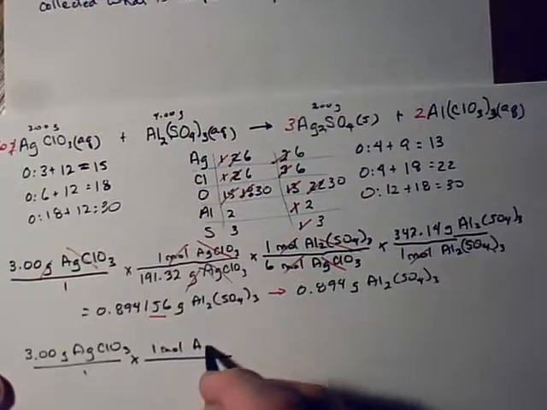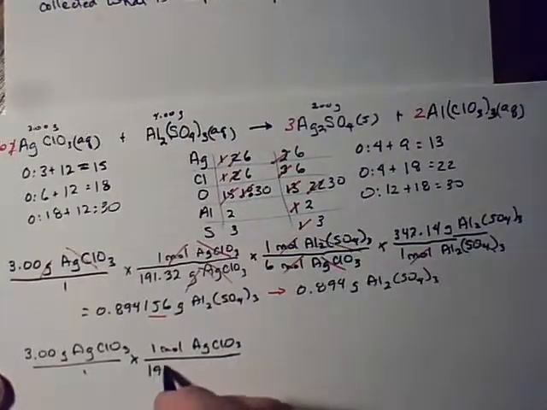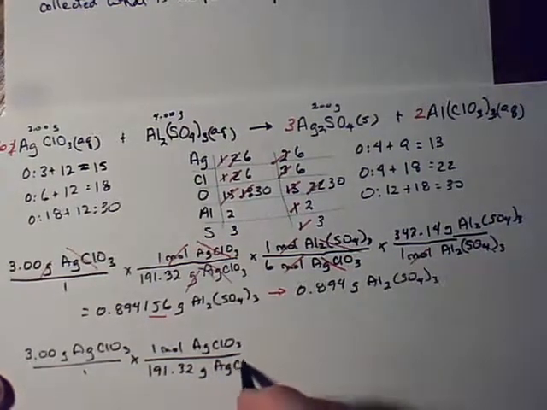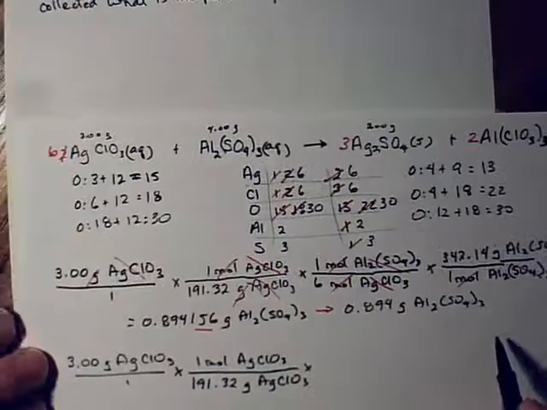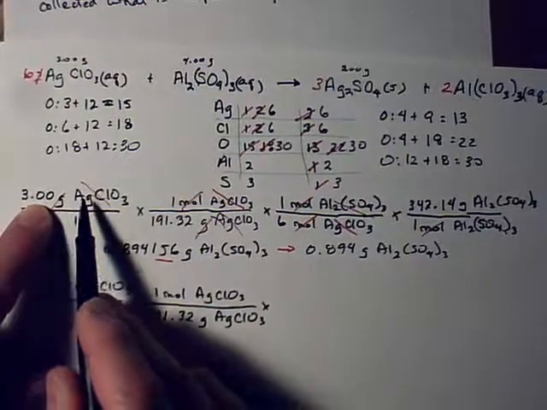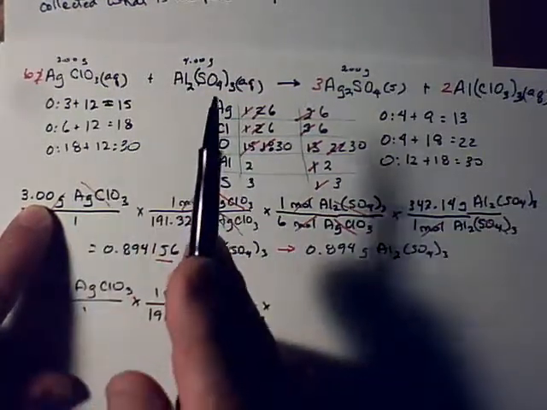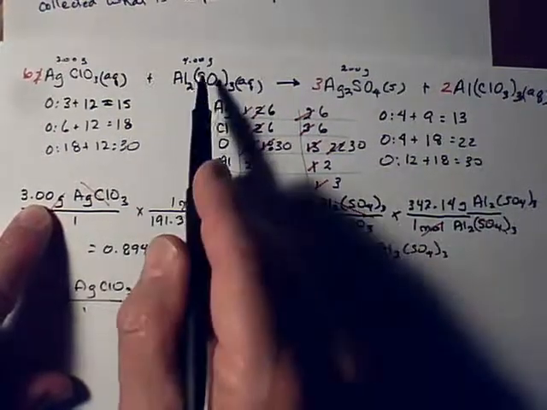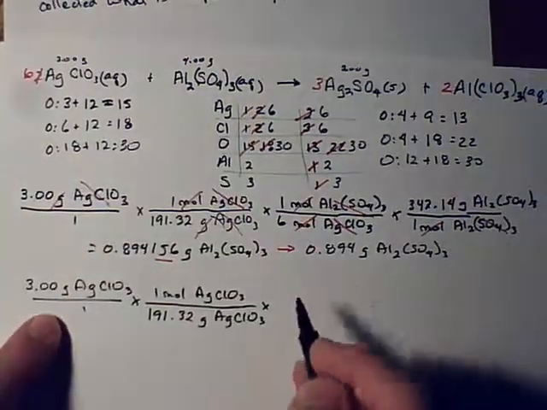That's correct. If we start with this amount of the silver chlorate and we react it with that 4 grams of aluminum sulfate, only this amount will be used up. So there's more than 3 grams of this stuff still left over in the solution. Okay?